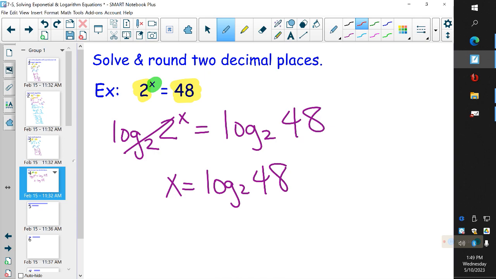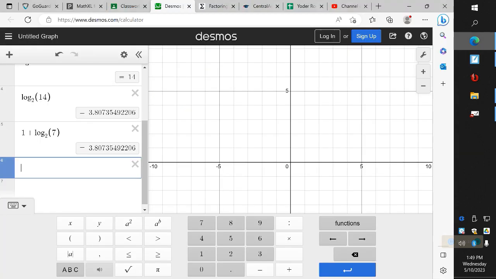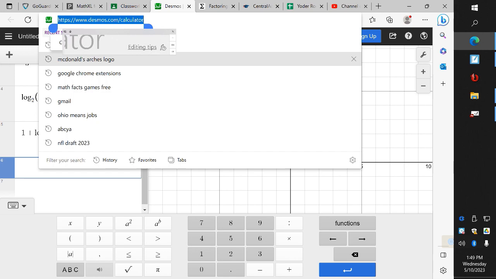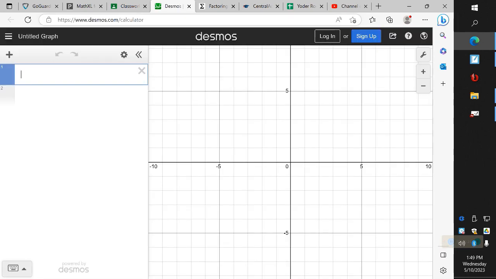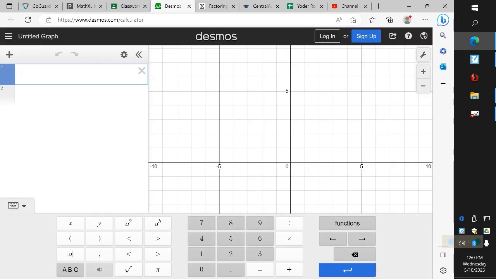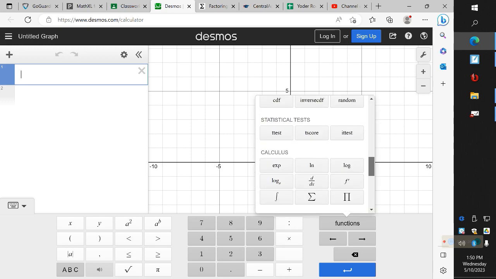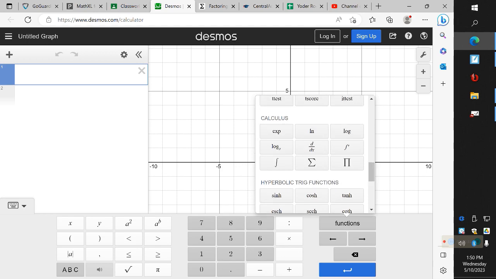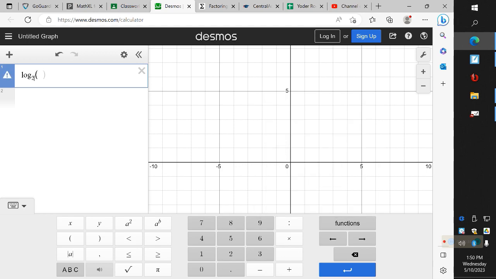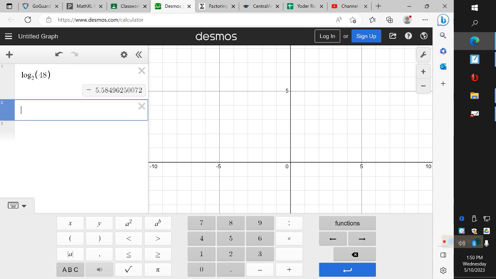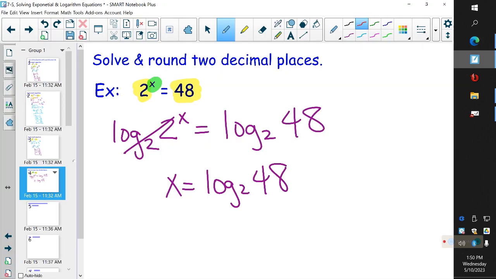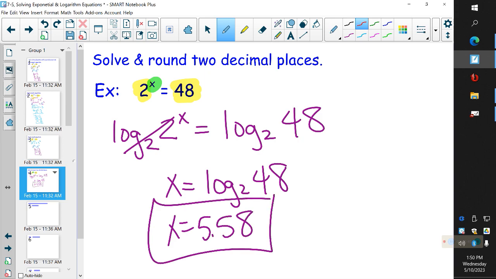Log base 2 of 48 can be calculated. And what we're going to do is come over here and calculate that. I'm going to refresh my page. And you have got to use the functions. So you're going to scroll about 3/4 of the way down. And when you're about 3/4 of the way down, you're going to get log base A of 2 of 48. You can get over there and hit enter. And you're going to round to 2 decimal places. So that's going to be 5.58. So x is equal to 5.58, and that is done.